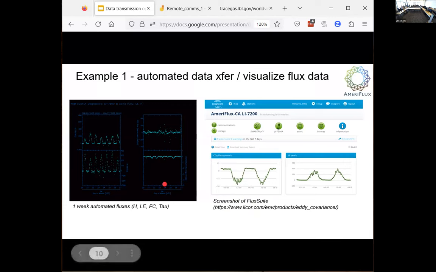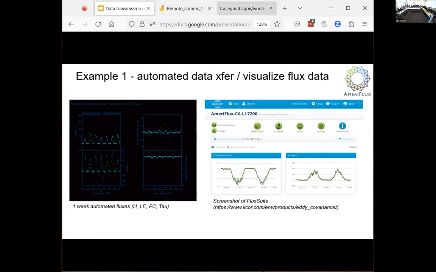The example on the left is from our sites from the Rice and Grits project. So we do the other approach. We are shipping out all the high frequency data every day. We're having all that processed automatically on a data server and visualized.